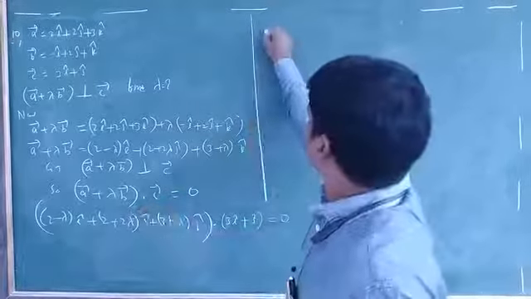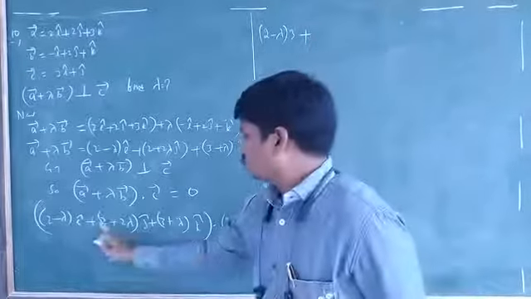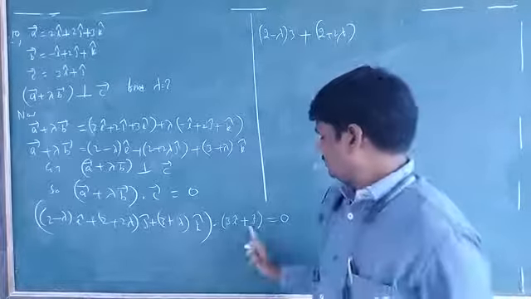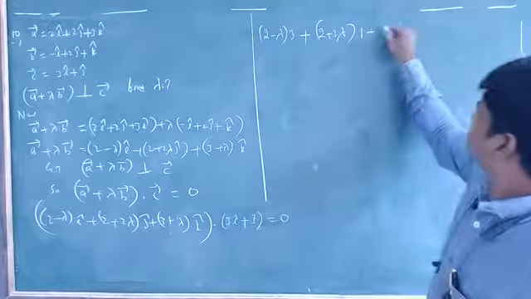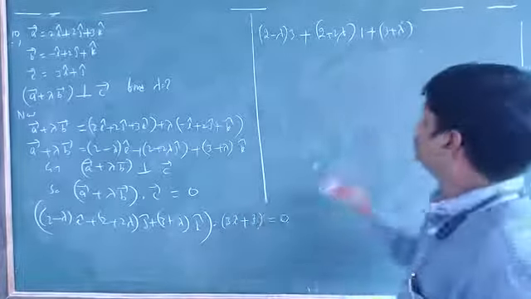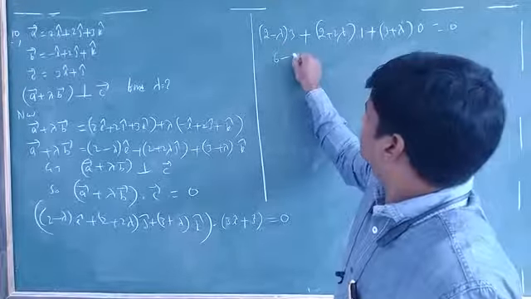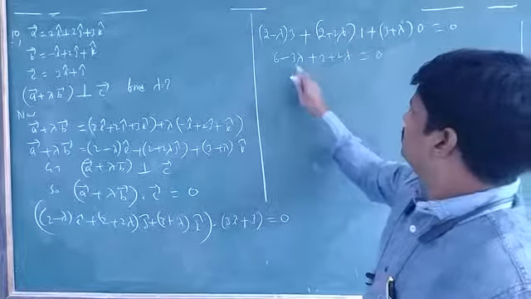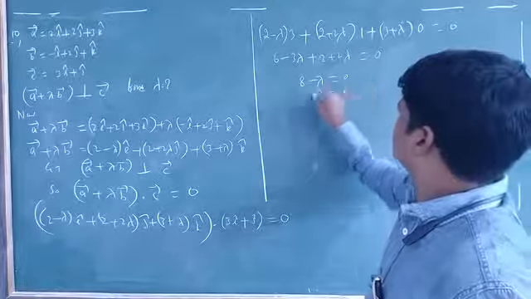Multiply them: (2 minus lambda) into 3, plus (2 plus 2 lambda) into 1, since j into j is 1, plus (3 plus lambda) into 0, equal to 0. So the last term is 0. That gives 6 minus 3 lambda plus 2 plus 2 lambda equal to 0. So 8 minus lambda equal to 0, so lambda equal to 8.